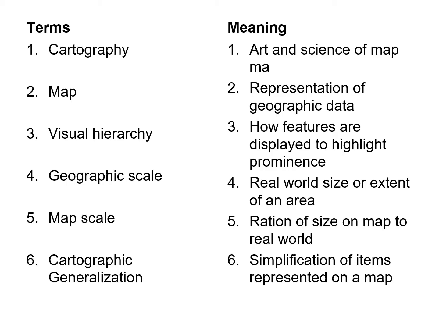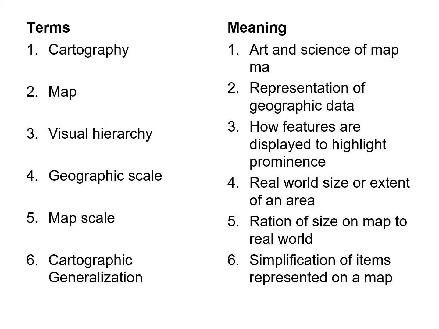So some basic terms we're going to talk about are cartography, maps, visual hierarchy, geographic scale, map scale, and cartographic generalization. So what is cartography? A lot of times people refer to it as the art and science of map making. It's basically how we artistically display our spatial information, and we do it in such a way that it is understandable, pleasing, and useful.